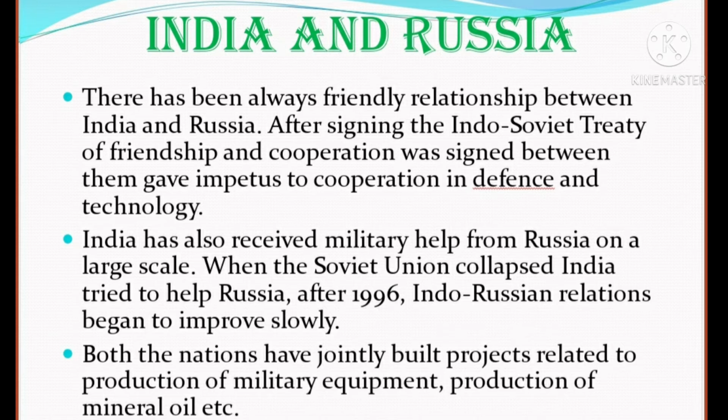So if you see, children, about the relationship between India and Russia, you understand one thing, that right from the beginning, the Indo-Soviet Treaty of Friendship was signed between both the nations. Obviously, there is a lot of cooperation in different fields like defense and technology between both the nations. Another thing, India always gave military assistance to Soviet Russia at the time when the Russian economy had collapsed and when the Soviet Union started disintegrating.